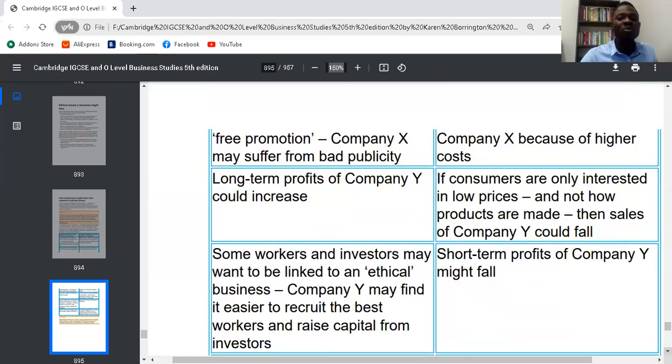Some workers and investors may want to be linked to an ethical business. So what we're saying is businesses that take an ethical stance, businesses that are ethical, investors might like them, investors might be interested in them. Workers might want to work with them. They might be attractive to employees, unlike businesses that are not ethical. That's the point there, which is good for the business.